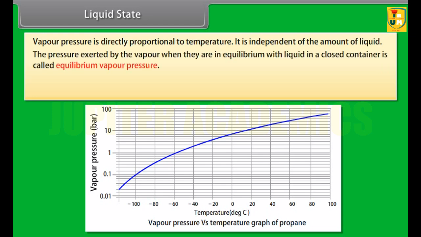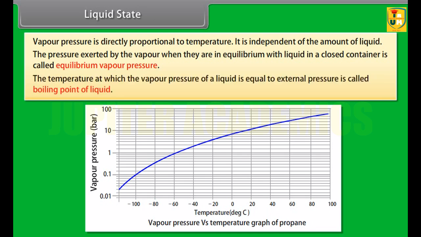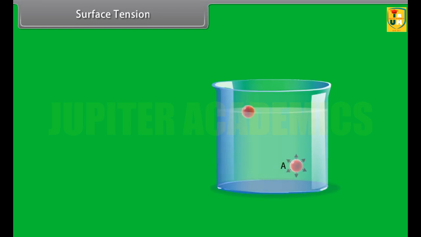The pressure exerted by the vapor when it is in equilibrium with liquid in a closed container is called equilibrium vapor pressure. The temperature at which the vapor pressure of a liquid is equal to the external pressure is called the boiling point of the liquid. Surface tension. A molecule within the bulk of a liquid is uniformly attracted in all directions by the neighboring molecules.